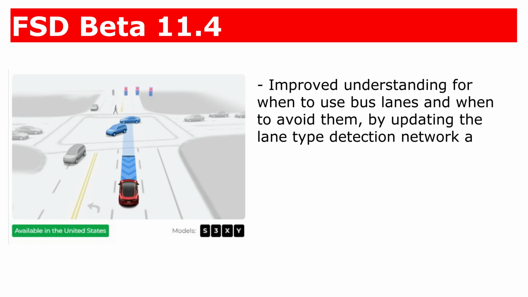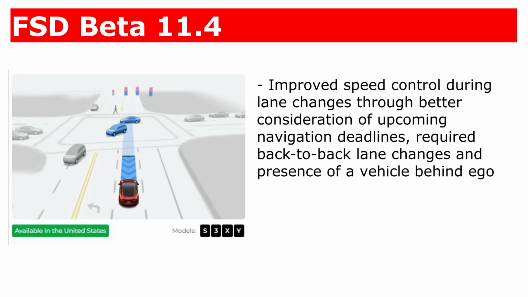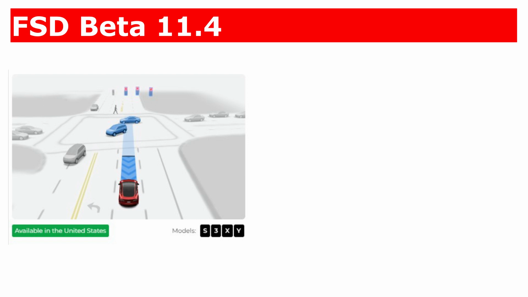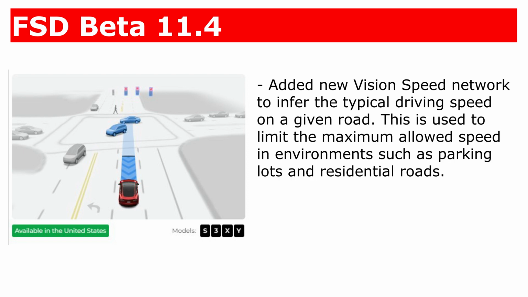Improved understanding for when to use bus lanes and when to avoid them, by updating the lane type detection network and improving map vision fusion. Improved speed control during lane changes through better consideration of upcoming navigation deadlines, required back-to-back lane changes and presence of a vehicle behind ego. Added new vision speed network to infer the typical driving speed on a given road. This is used to limit the maximum allowed speed in environments such as parking lots and residential roads.